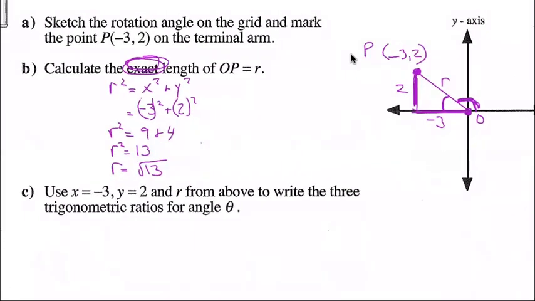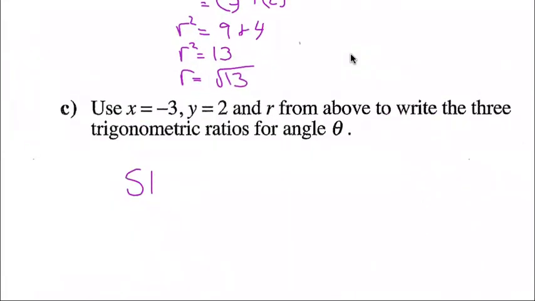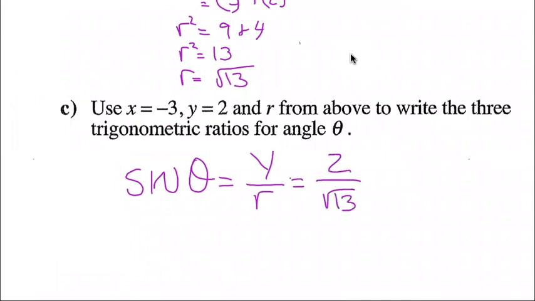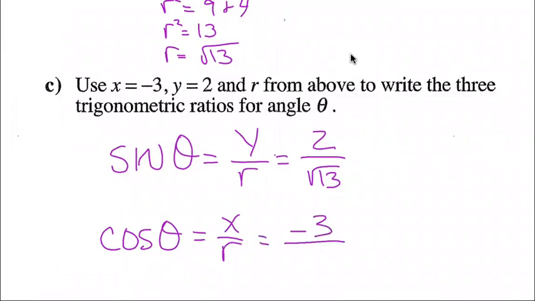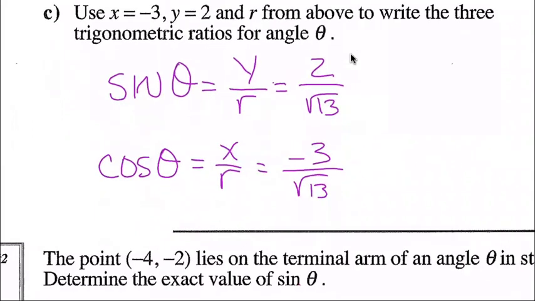Question C, use x is -3, y is 2, and r from above to write your three trig ratios. Sine theta is equal to y over r, which is equal to 2 over root 13. Now, I'm going to fill these in, and I have to come back and do one thing, because that's not finished. Cosine theta is equal to x over r, which was -3 over root 13. And tangent theta is equal to y over x, which is equal to -3 over 2.